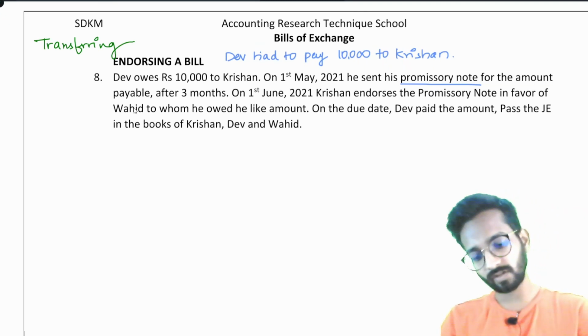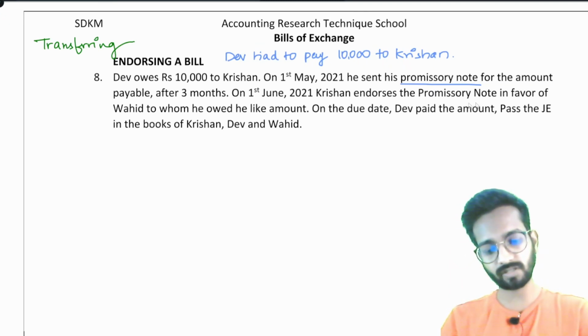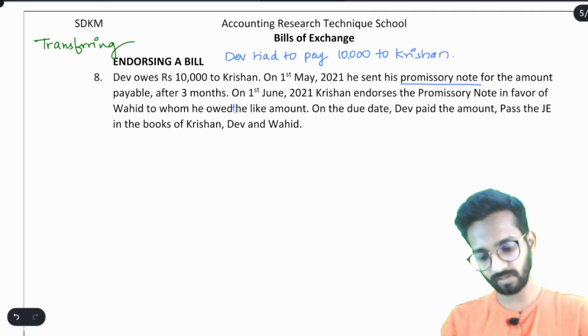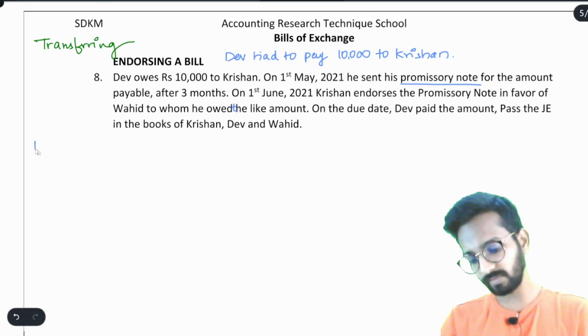3 months. On 1st June 2021, Krishan endorses the promissory note in favor of Wahid, to whom he owed the like amount. Now see, first we will pass the journal entry for 1st May.